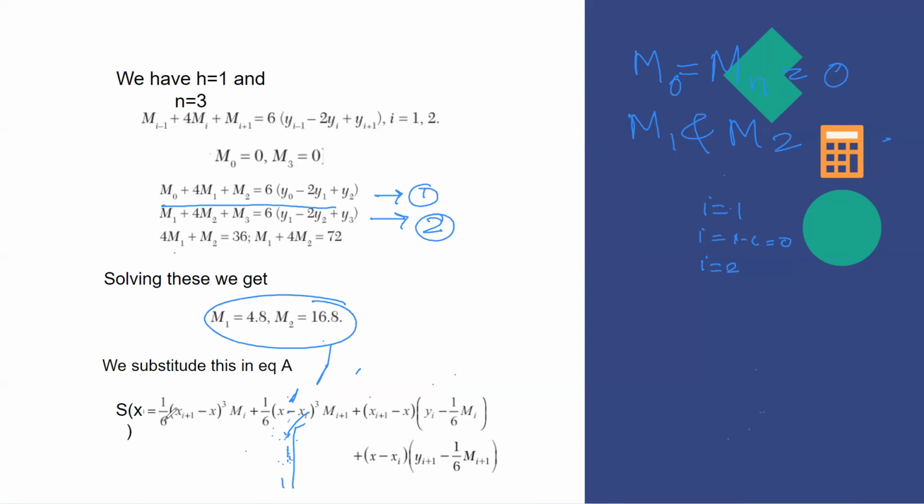S of x is equal to 1 by 6. Here also h is equal to 1, so I just write this equation. S of x is equal to 1 by 6 times xi plus 1 minus x the whole cube mi, plus 1 by 6 times x minus xi the whole cube mi plus 1, plus xi plus 1 minus x times yi minus 1 by 6 mi, plus x minus xi times yi plus 1 minus 1 by 6 mi plus 1.